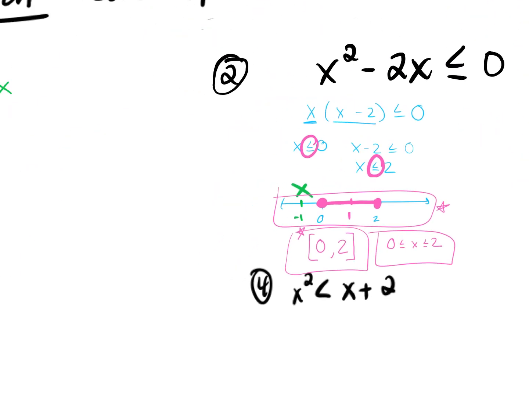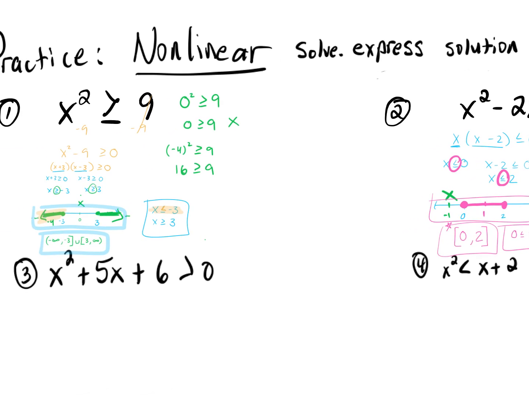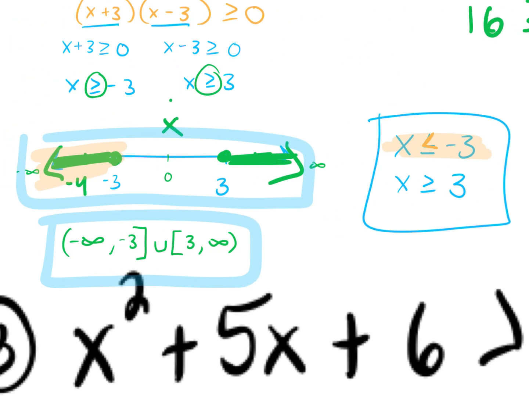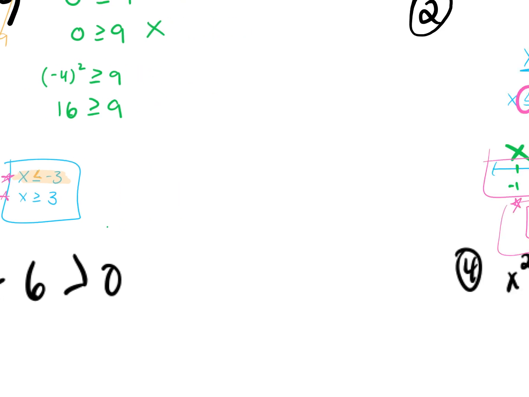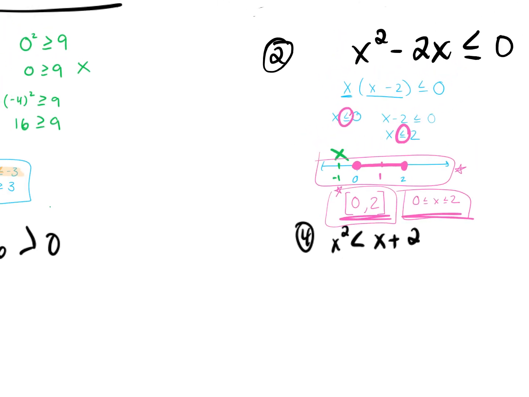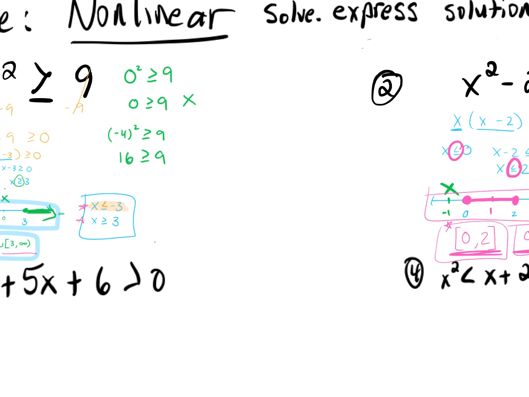So notice the difference between 1 and 2 that we just did. In number 1, we colored outside. So we had 2 little parts to our interval notation, because we colored outside of the 2 key values. And we had 2 parts to our inequality. In number 2, we colored in between, so we have 1 part to our interval notation and 1 inequality. So it's just important to know the difference between those 2.